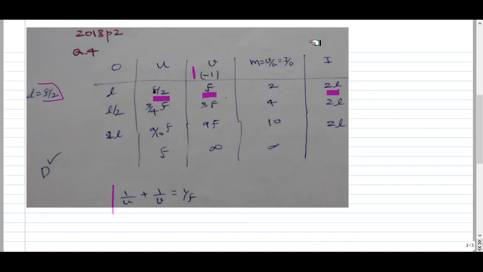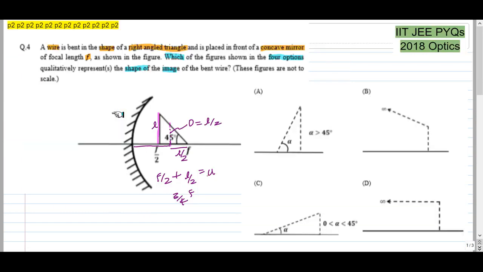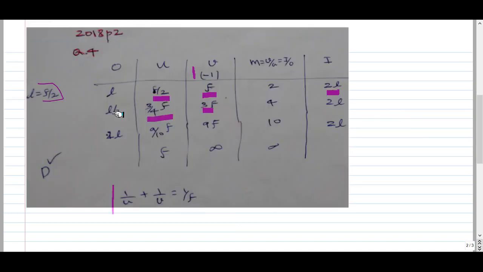So for the pair of elements in the middle, the object distance is 3 by 4 f, and v we can get from here. 1 by u is 4 by 3f. So 1 by v is 1 minus 4 by 3, that is minus 1 by 3. So v is minus 3f, the minus sign being put commonly at the top. So the magnification is v by u, that is 4, and the object size is L by 2 because it's in the middle and it's a 45 degree triangle. So from this we get the image size as 2L again.